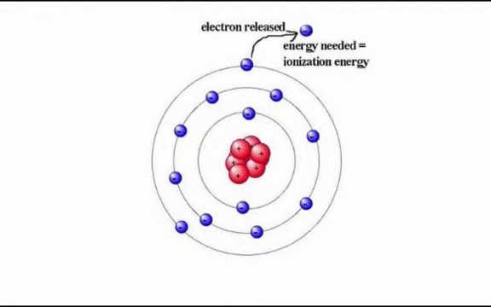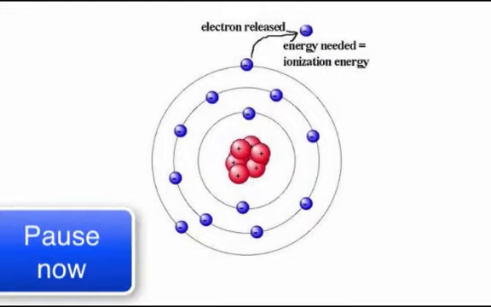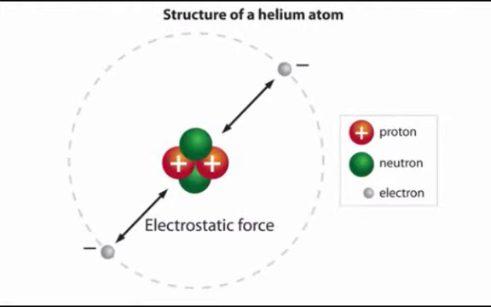So the next thing I'd like you to do is pause this again and write down 3 factors that are going to affect how large this ionisation energy is. And if you can come up with 3 factors that will affect the magnitude of the ionisation energy, then try and describe why. So pause here. Good, so there are 3 factors that are going to affect the ionisation energy.